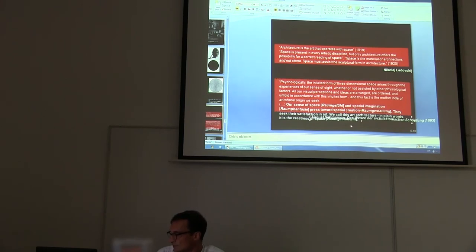But I think Ladovsky, you know, this reflects his scientific approach to architecture, that he operates this space, space is not put into question. While Schmarsow, of course, is interested in the creation of space through man, through perception. That would be probably it.